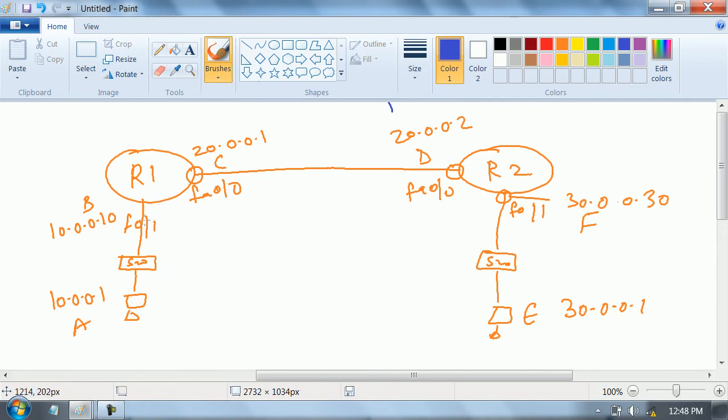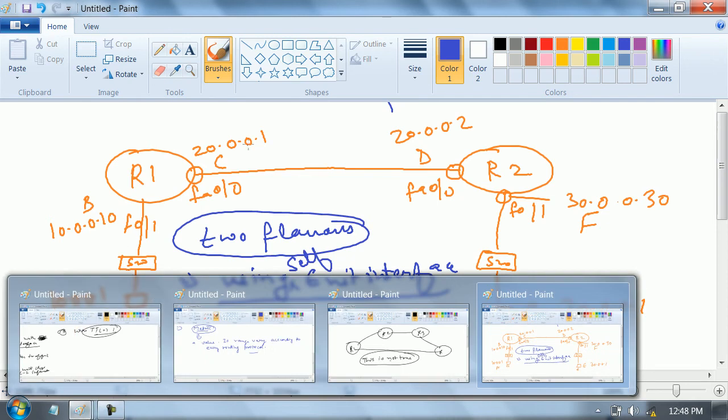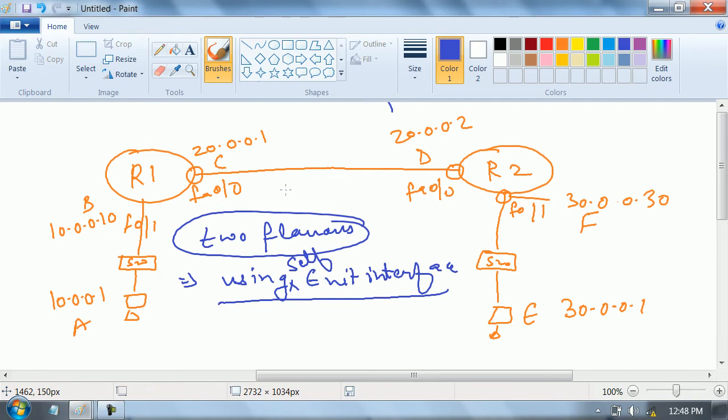Now, there are two flavors of static routing. First flavor is using exit interface. Okay, I will make this thing more clear by adding a word using. Guys, first of all, tell me one thing. This FA0/0 and this FA0/0, these can be same. Are you confused with this thing? How this is also FA0/0 and how this is also FA0/0? No? Any issues? Because these interfaces are interfaces of different routers.